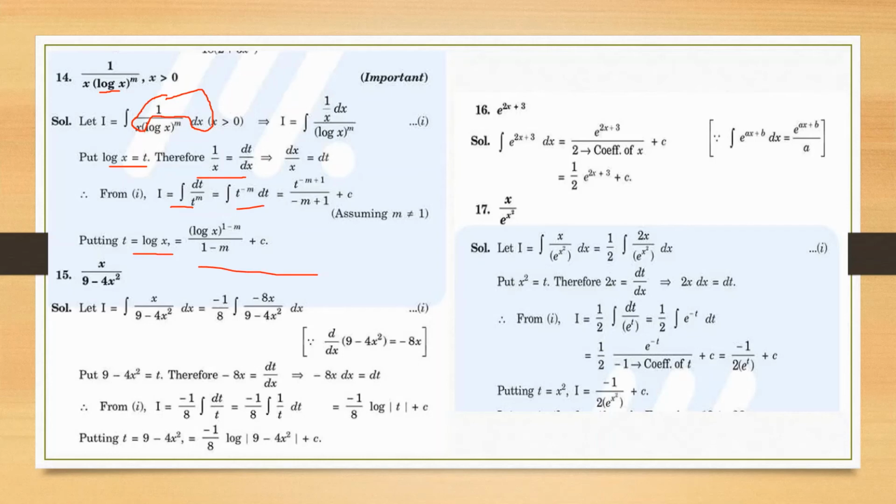Okay. Number 15 is x upon 9 minus 4x square. So search for what is the d/dx of 9 minus 4x square. It is minus 8x. So x is there, and with minus 8 you can multiply and divide. And now put 9 minus 4x square equal to t, minus 8x is dt by dx, minus 8x dx equal to dt. The question changes to minus 1 by 8 times 1 upon t, that is log mod t plus c. Put back the value of this t, and this is the answer.